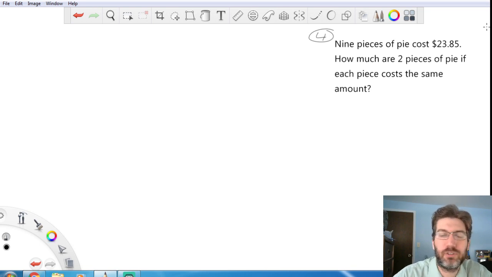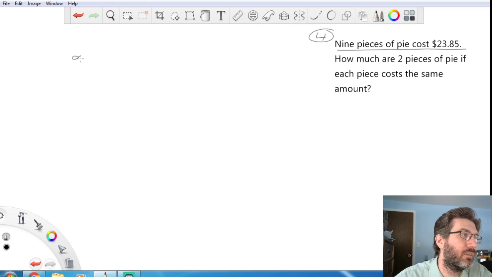Alright, this one gives us our first ratio. We can pick it out in the first sentence. 9 pieces of pie cost $23.85. There's our first ratio, 9 pieces to $23.85. And then we want to know how much 2 pieces of pie cost. 2 does not go with money, 2 goes with pieces of pie, which is the 9. So this is pie, and this is money. This will also be pie, and this will also be money, and this is your unknown.